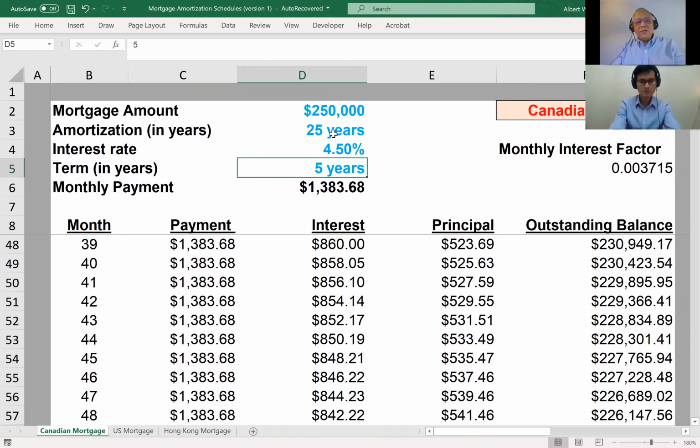Now, once you have decided on these four numbers, then we can actually calculate the monthly payment, right? So in this case, if you have a $250,000 mortgage, the amortization is 25 years, and the interest rate is 4.5%, the monthly payment would be about $1,384, right? So that's how the calculation is done.